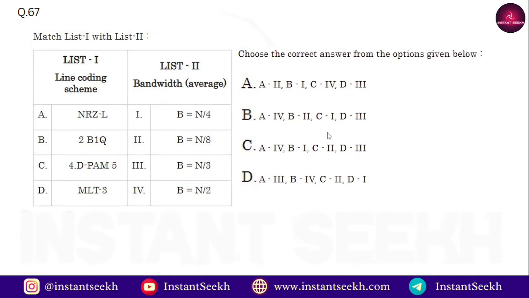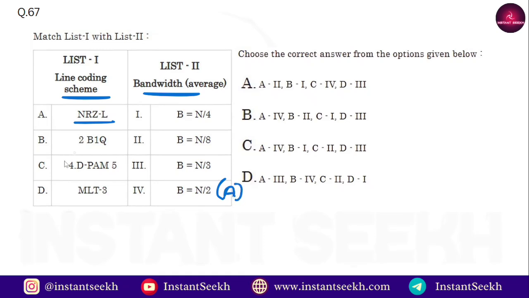So next we have line coding schemes. Question number 67: line coding schemes, and we need to match them with their average bandwidths. Starting with the fourth, NRZ-L. It is a line coding scheme where the signal level does not return to 0 between bits, and it has a bandwidth of N by 2.